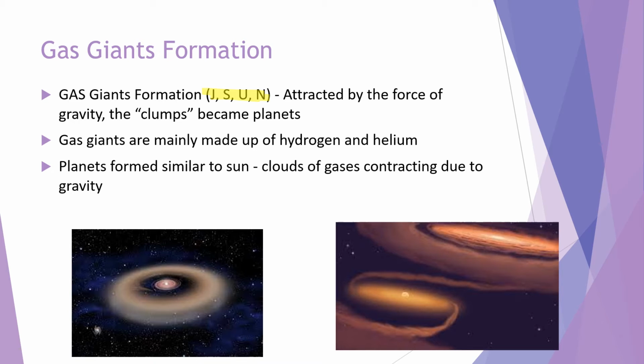So the gas giants are made mainly of hydrogen and helium because, again, the sun's solar winds pushed those lighter gases out further. So that's why our outer planets, our gas giants, are mainly made up of those elements. Planets formed similar to the sun, so clouds of gases contracting due to gravity.